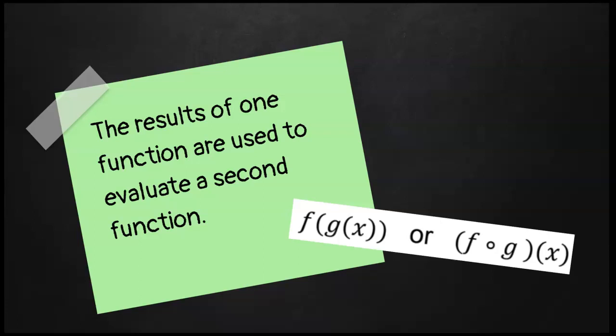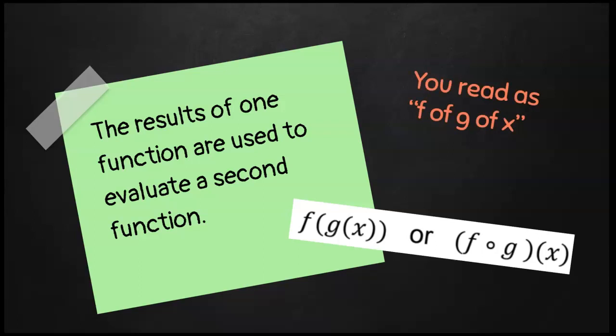Another method used to combine functions is the composition of functions. In a composition, the results of one function are used to evaluate a second function. There are two ways to do the notation, as you can see on the screen.